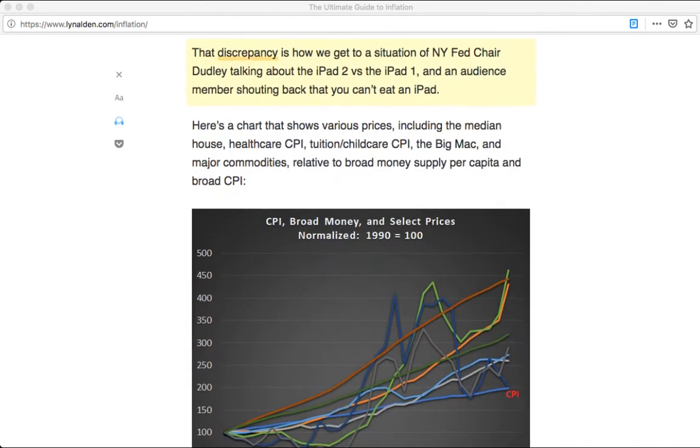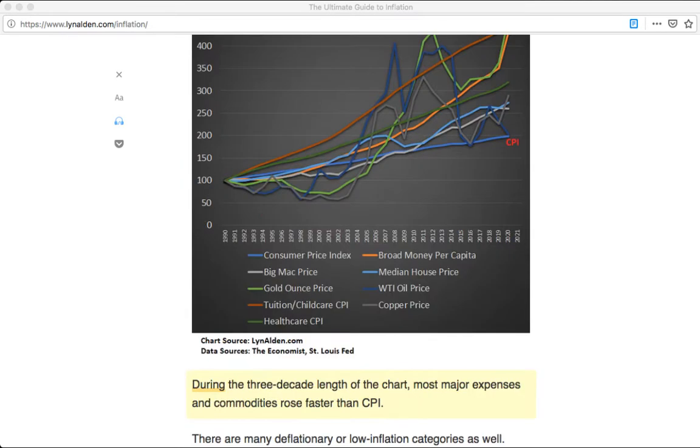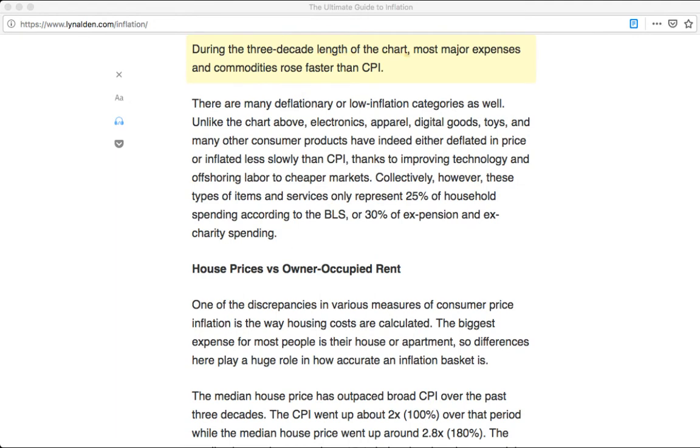That discrepancy is how we get to a situation of NY Fed Chair Dudley talking about the iPad 2 versus the iPad 1, and an audience member shouting back that you can't eat an iPad. Here's a chart that shows various prices, including the median house, healthcare CPI, tuition and childcare CPI, the Big Mac, and major commodities, relative to broad money supply per capita and broad CPI. During the 3-decade length of the chart, most major expenses and commodities rose faster than CPI.